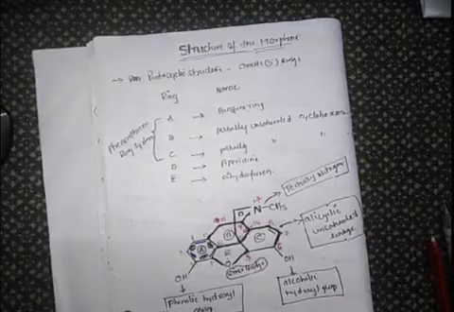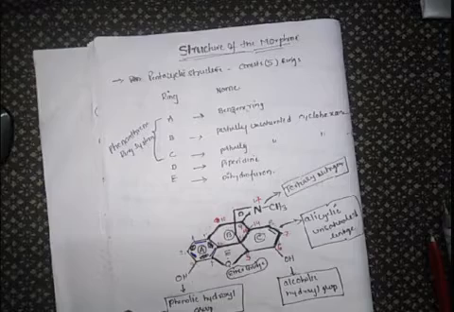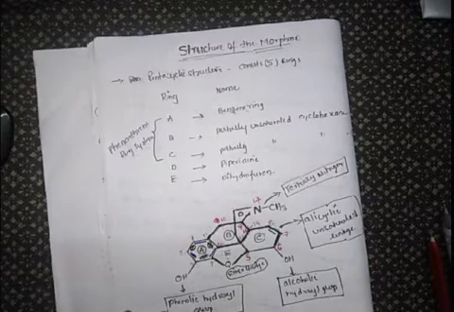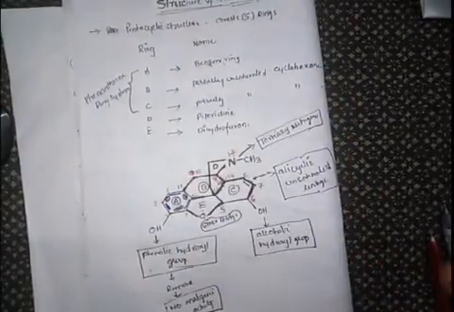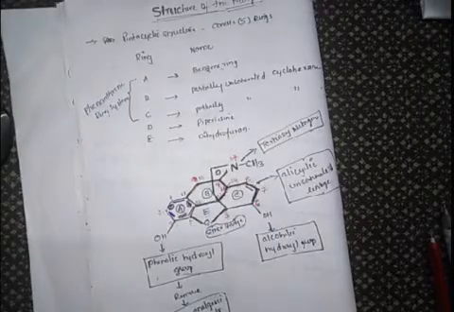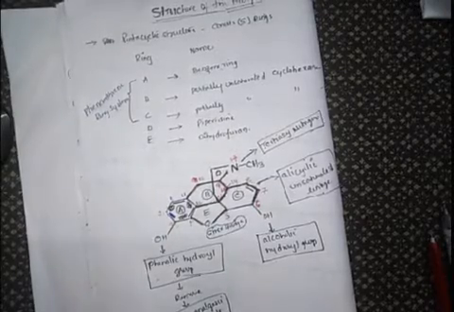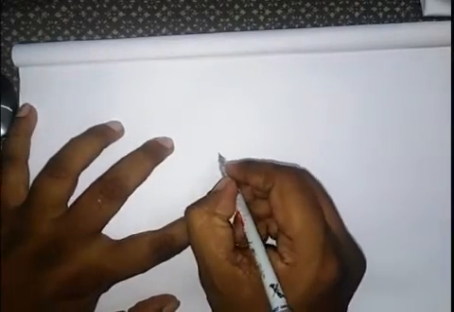Whenever you are writing about the structure-activity relationship of morphine, the first point of the SAR of morphine is the structure of morphine. You have to write all these points and then neatly explain the various points which come under the SAR of morphine. So first we will draw the structure of morphine.